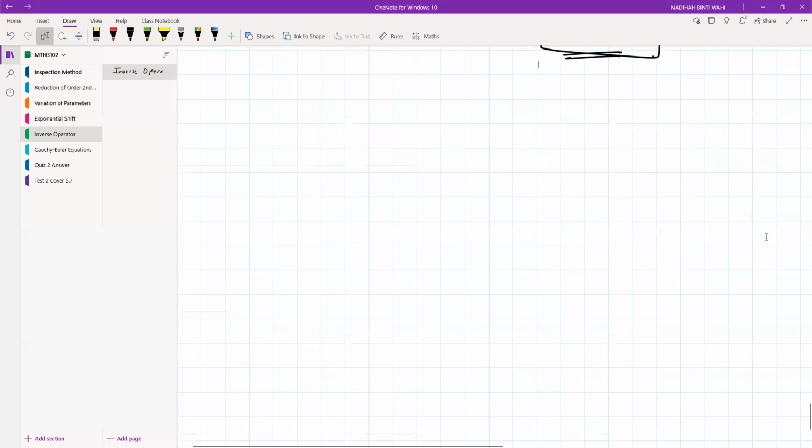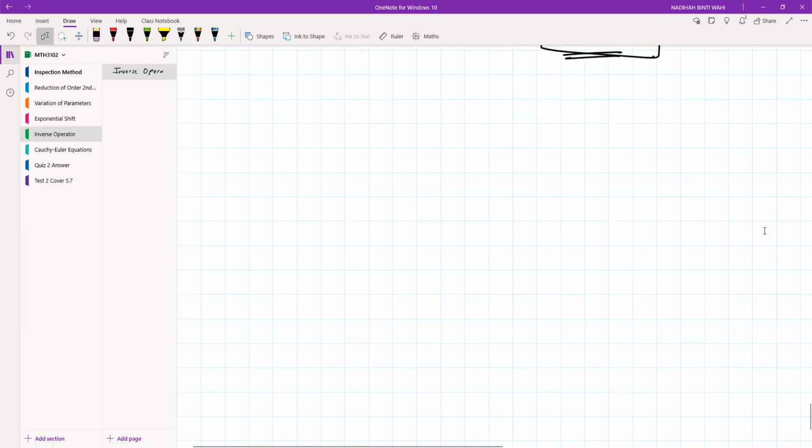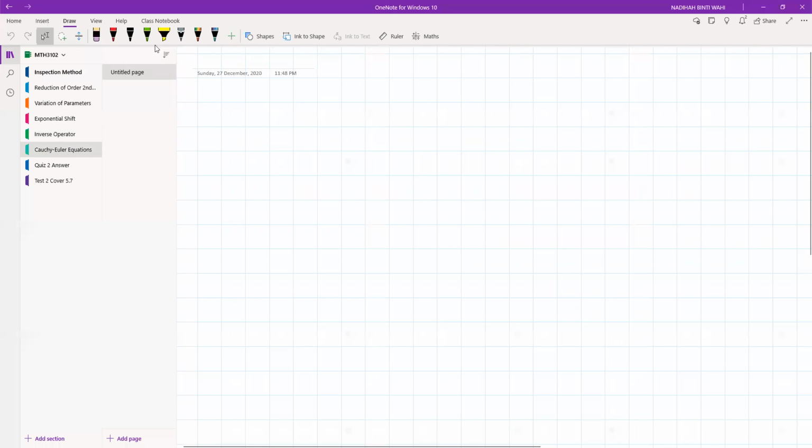Kalau tak bagi tahu guna apa, boleh guna apa-apa method yang mudah. Kalau tak, terpaksa guna itulah. Okay, now let's look at inverse Cauchy-Euler equation. Cauchy-Euler.